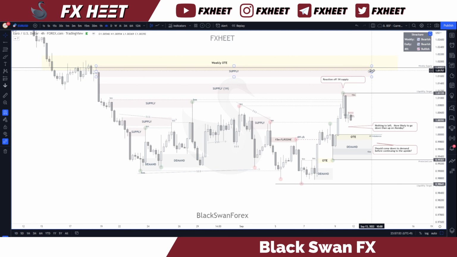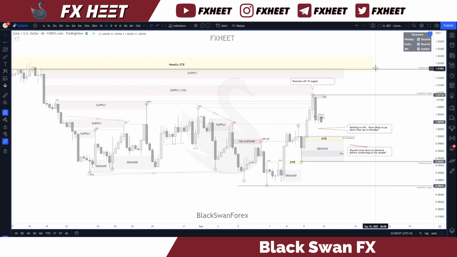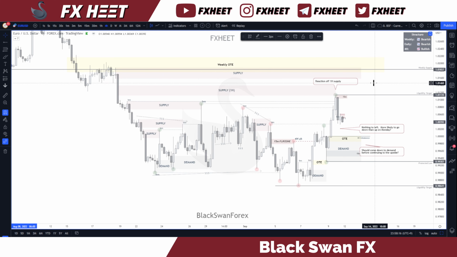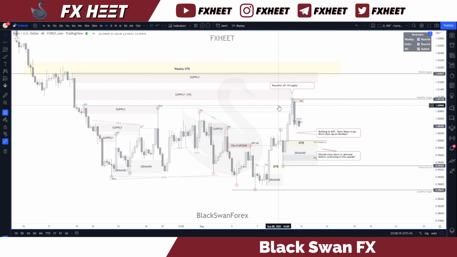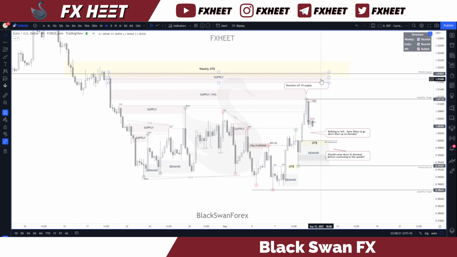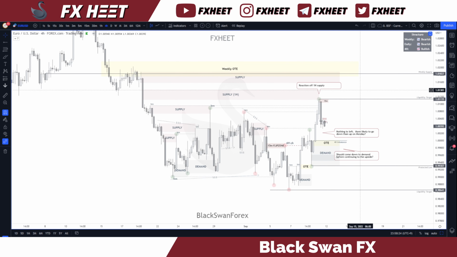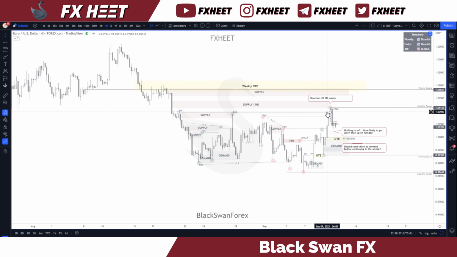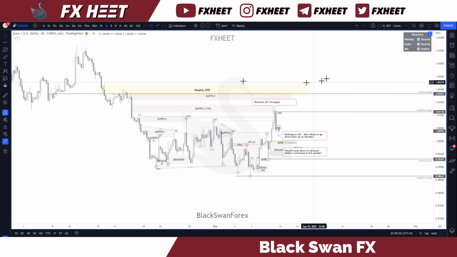The supply zone above where we previously were is actually a really nice area, because it would also coincide with the weekly supply zone, as well as reach weekly OTE levels. So I could imagine we get into this area, potentially reverse from there or have a pullback, and maybe even go deeper into weekly supply. So weekly supply is this entire area here.